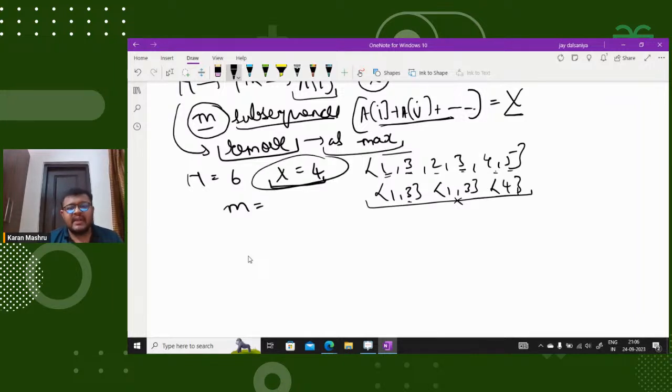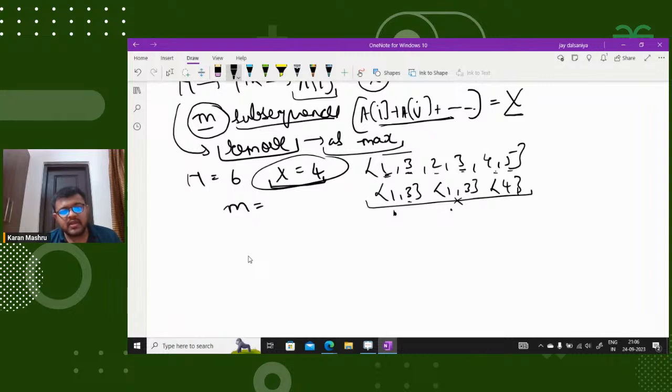Now geek wants to remove as max as possible number of houses, but the number of subsequences whose sum of population is equal to x should remain the same. So now which houses can you remove? Can you remove one? No, because then the number of subsequences will reduce, because one is used here as well as here.